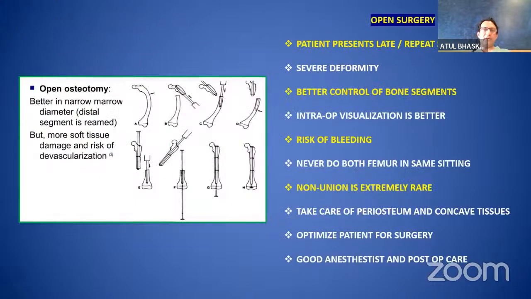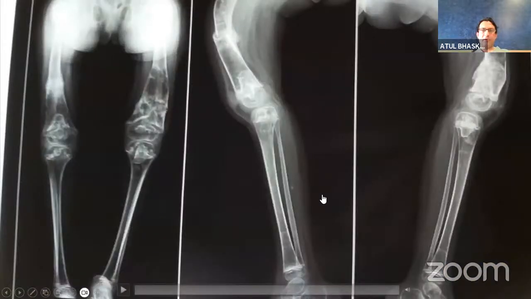Now, open surgeries, you have to do it especially in our situation, because patients present late. Sometimes we're doing revision surgeries. The deformities are very severe. It gives better control of bone segments, but there is potential risk of bleeding. So you don't combine two femurs in one go. Non-union is rare unless there's infection. Like I said, take care of the periosteum and make sure you have a good team. You have got adequate blood reserved, and you've got a good anesthetist who can take care of the post-op as well as the intra-op bleeding. So a couple of examples.